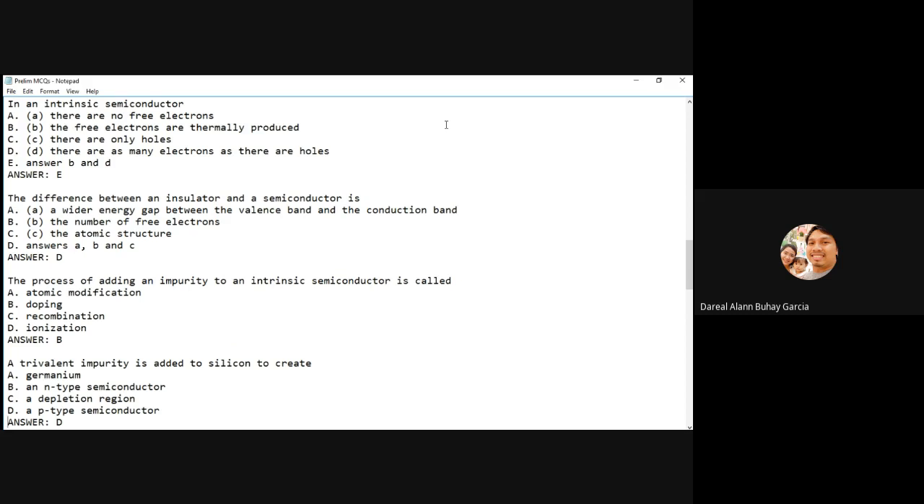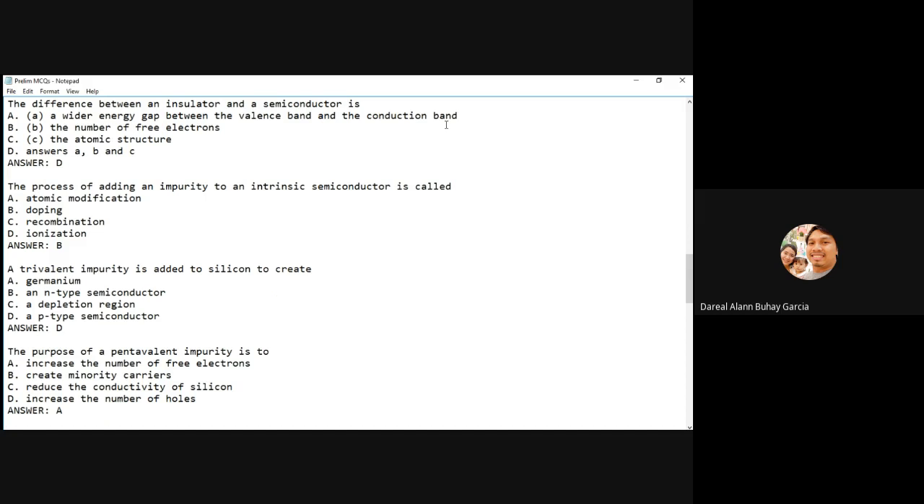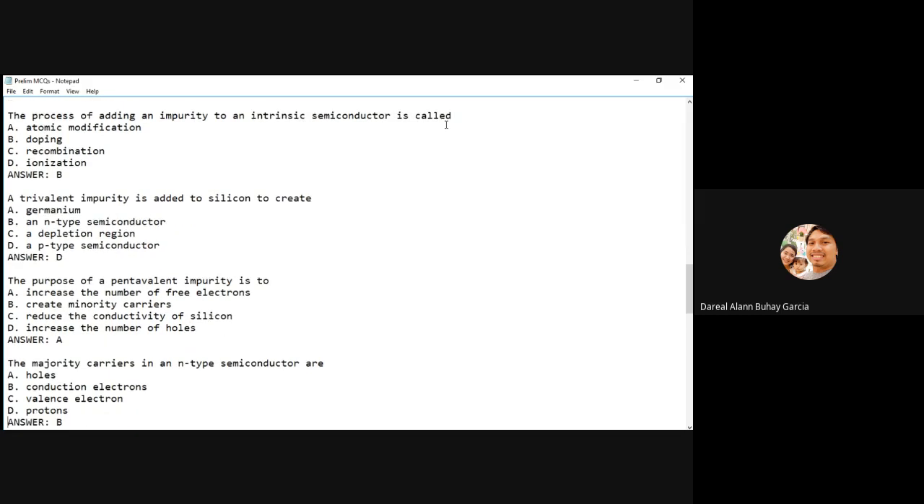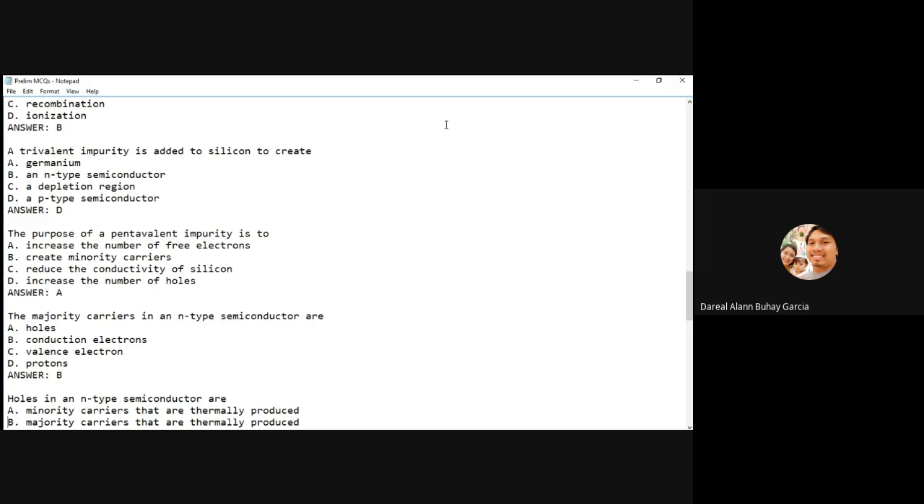Free electrons are thermally produced and there are as many electrons as there are holes. B and D. The difference between an insulator and a semiconductor is D, or all of the above, A, B, and C. Wider energy gap between valence and conduction band, number of free electrons, and atomic structure, of course. The process of adding impurity, B, doping.